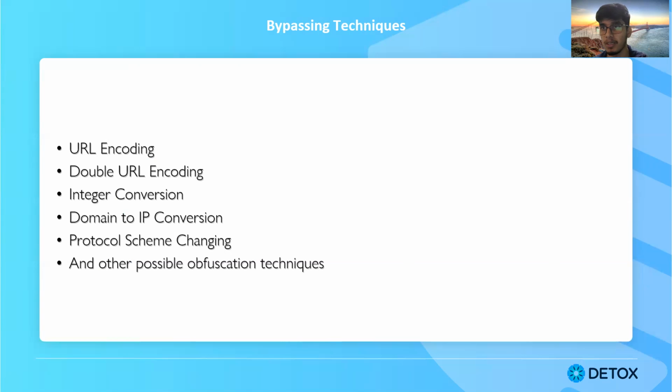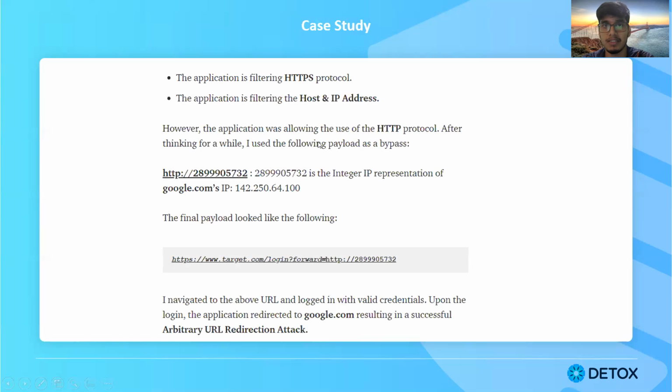And there might be some other possible techniques as well, as you explore the application. You can always add URL encoding plus integer conversion, or you might add domain to IP conversion and URL encoding. So you can always try to add two or three bypasses together in order to create a new bypass. Now let's talk quickly about the case study.